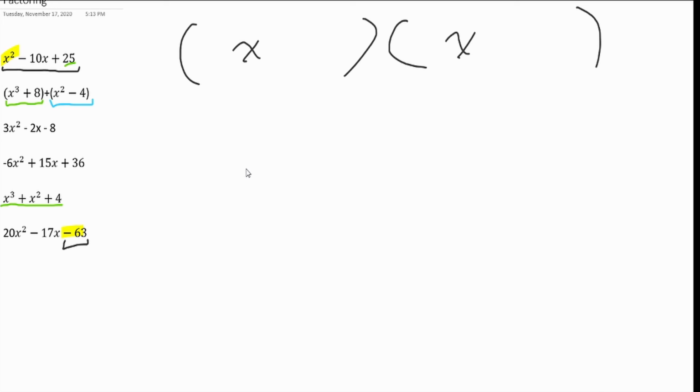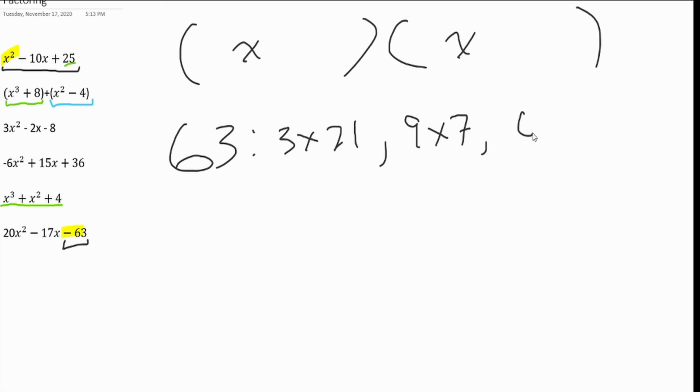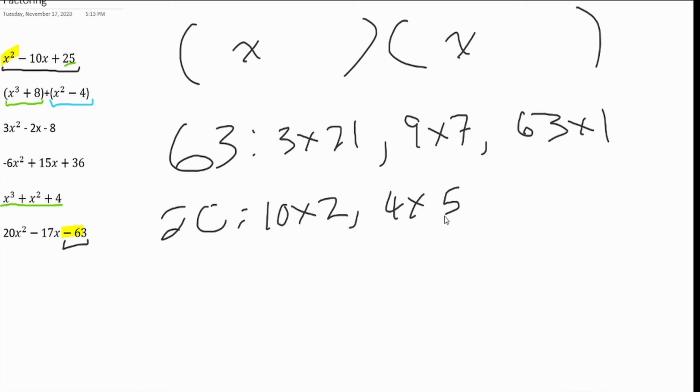Now we have negative 17x in the middle. So I'm going to write down 63 for us. We have 3 times 21, 9 times 7, and 63 times 1. For 20, we're going to do the exact same thing: 10 times 2, 4 times 5, and 20 times 1.